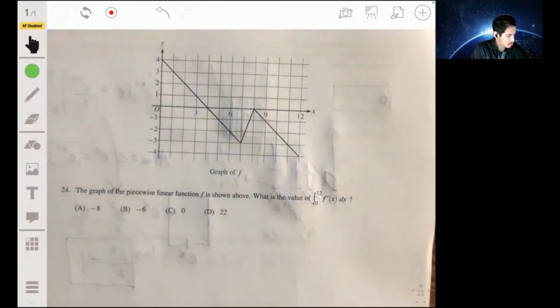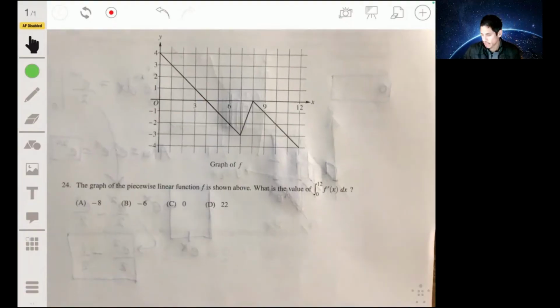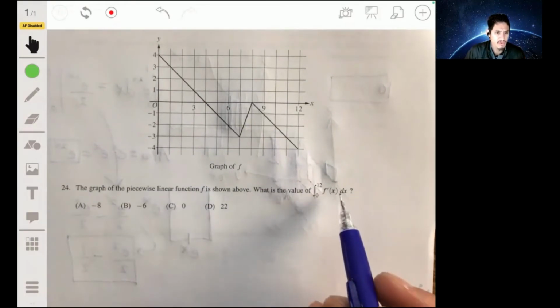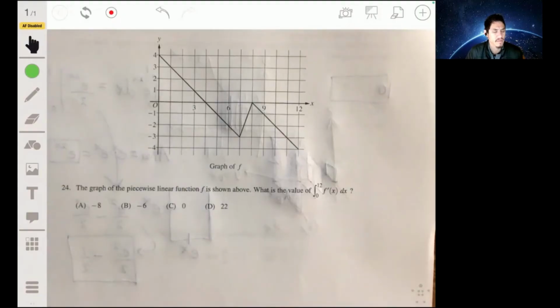24. The graph of the piecewise linear function is shown above. What is the value of the integral from 0 to 12 of f prime of x dx?